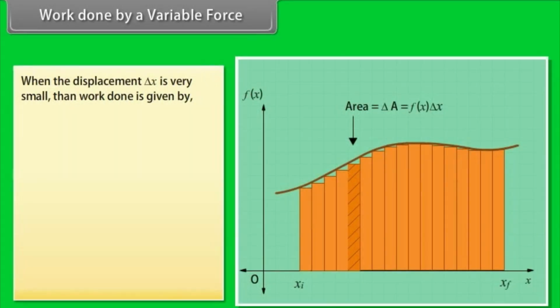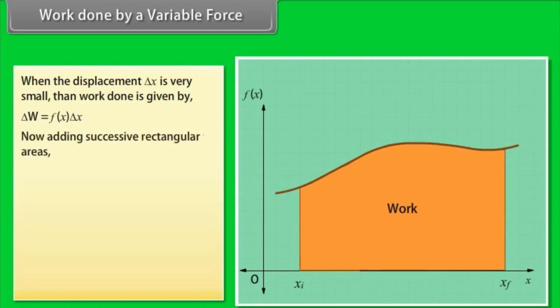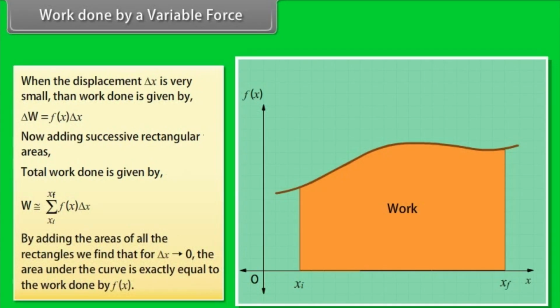Work done by a variable force. When the displacement delta x is very small, then work done is given by delta W is equal to F(x) delta x. Now, adding successive rectangular areas, total work done is given by W is approximately equal to the summation from initial position x_i to final position x_f of the product of F(x) and delta x. By adding the areas of all the rectangles, we find that for delta x tends to 0, the area under the curve is exactly equal to the work done by F(x).